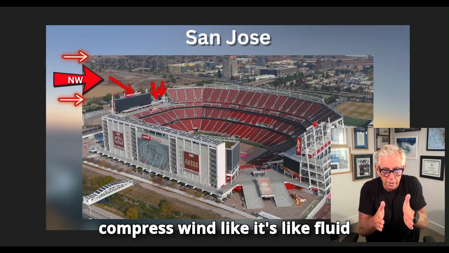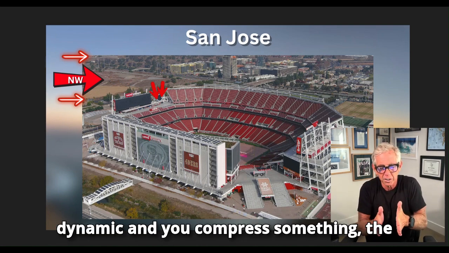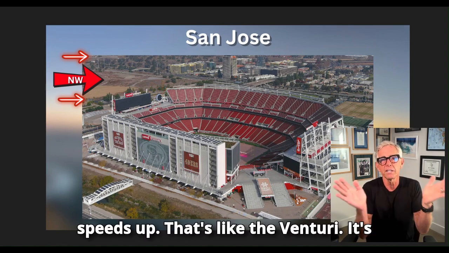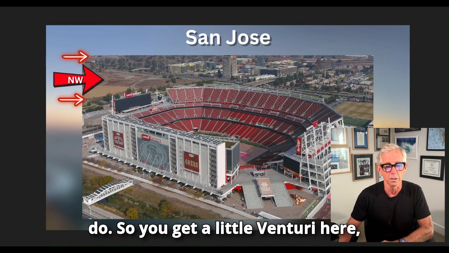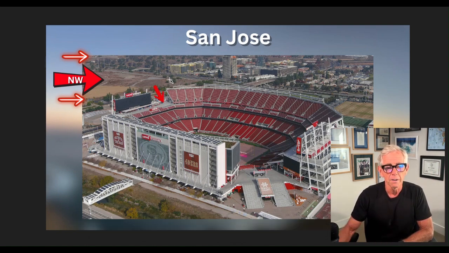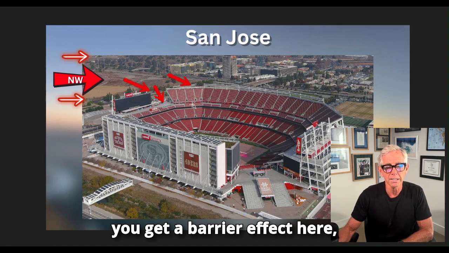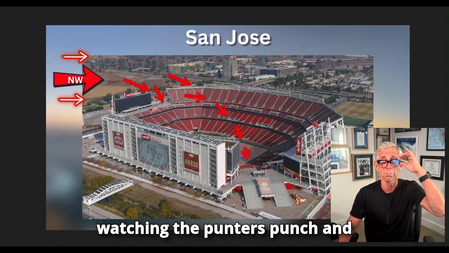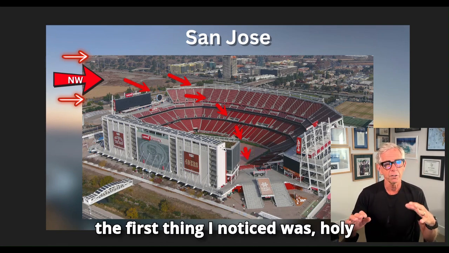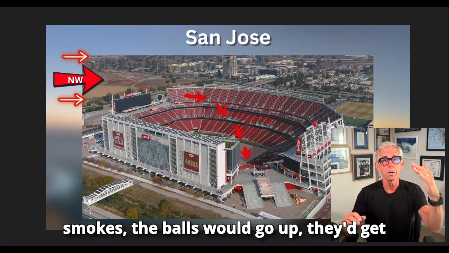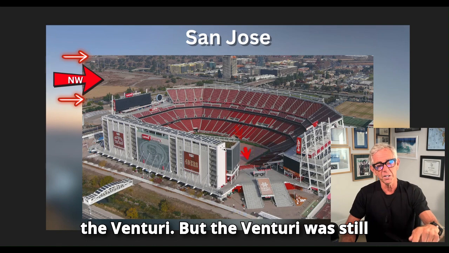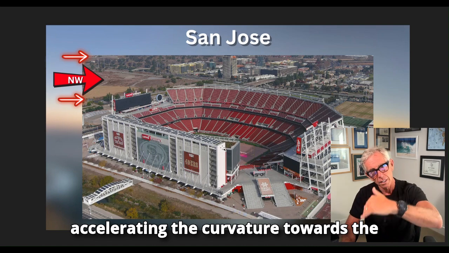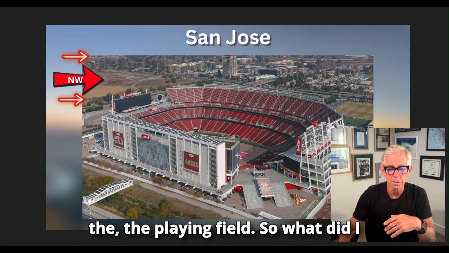When you compress wind, it's like fluid dynamics. When you compress something, the core of the fluid speeds up. That's like the Venturi. It's, again, oversimplifying, but that's what I do. So you get a little Venturi here, you get a barrier effect here, and it does the same thing. So watching the balls get kicked the other day, I was watching the punters punt, and the first thing I noticed was, holy smokes, the balls would go up, they'd get a little push from the Venturi, but the Venturi was still bending down and in, right? So it's accelerating the curvature towards the playing field.